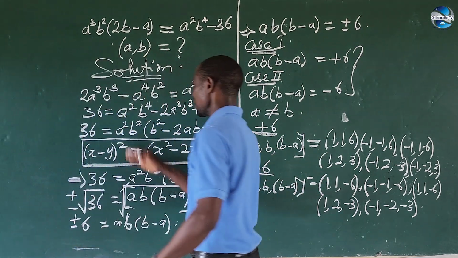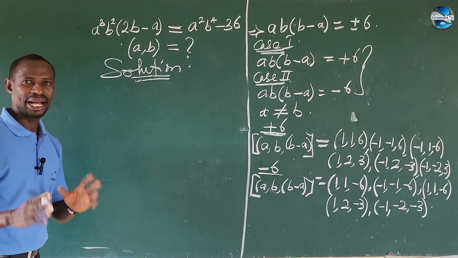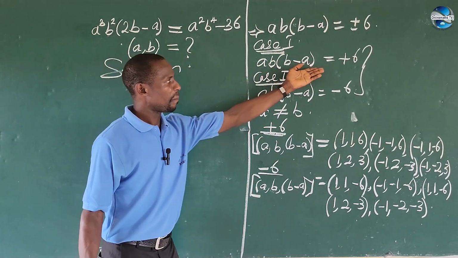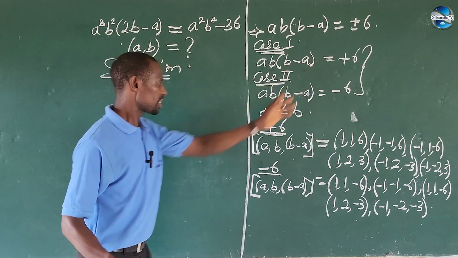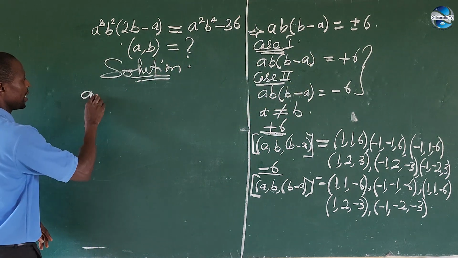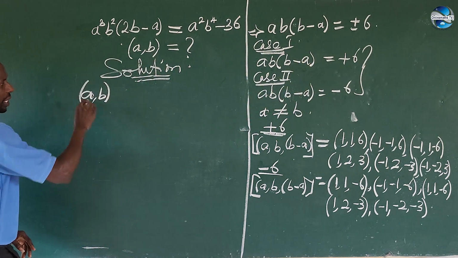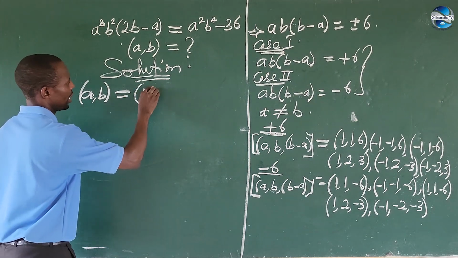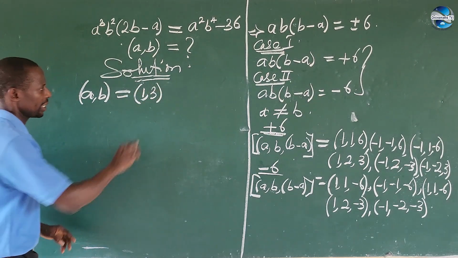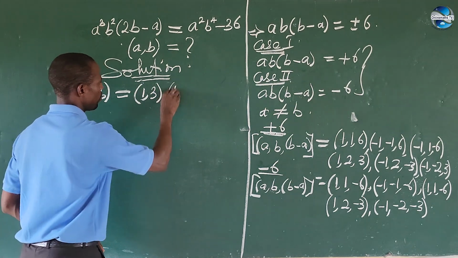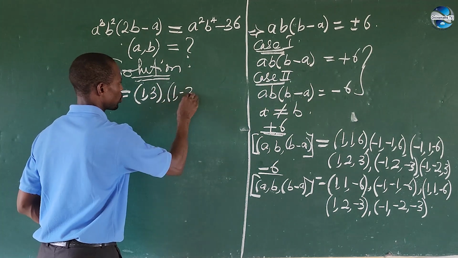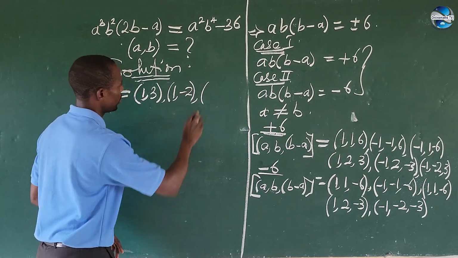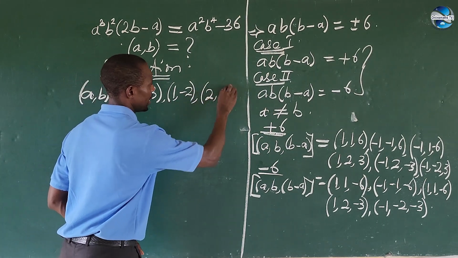So let's go ahead and bring that from some of these factors here now. So let's continue on this side of the board. So let's go ahead and bring out the pairs of A and B that will satisfy the positive case 1 first. So from here, we now have A, comma, B. What are the pairs? We're going to have 1, comma, 3. Okay, then again, we have 1, comma, minus 2. Okay, comma, we have 2, comma, 3.